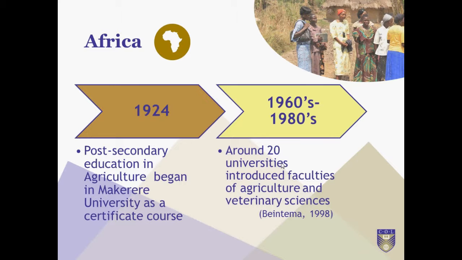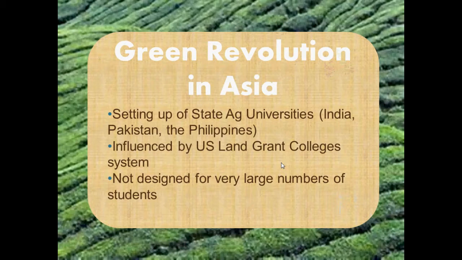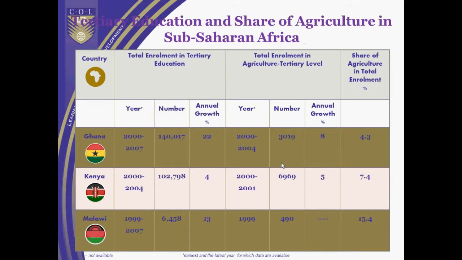The Green Revolution in Asia played a key role in the establishment of new agricultural universities, which were campus-based, based on the land grant model of the US and not designed for very large numbers. You might say, yes, they were designed, but you'll find out when I talk about open universities that relatively the numbers were small.